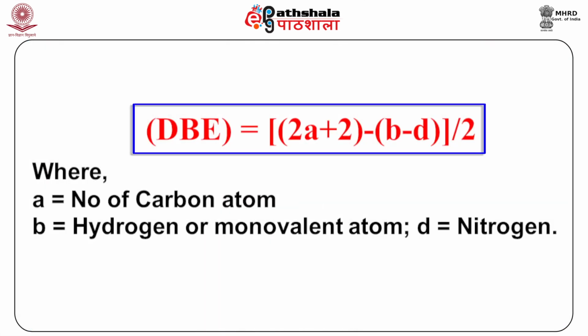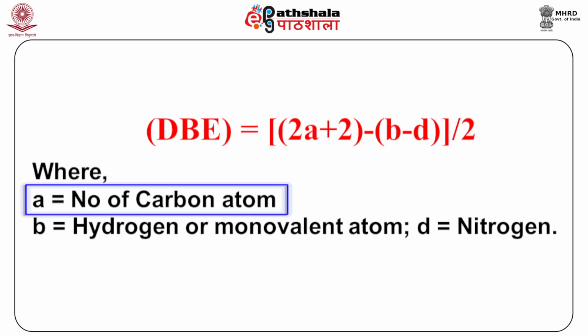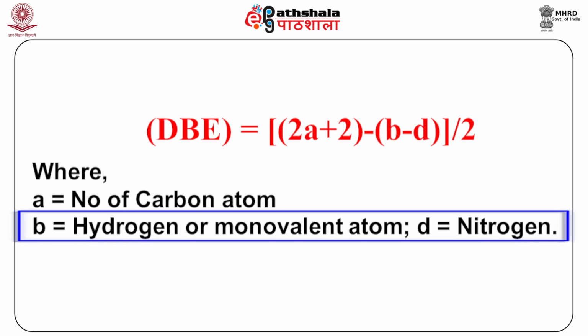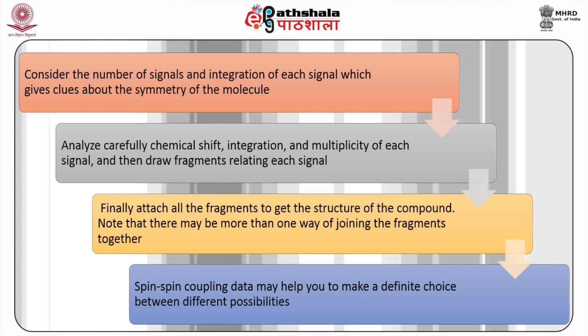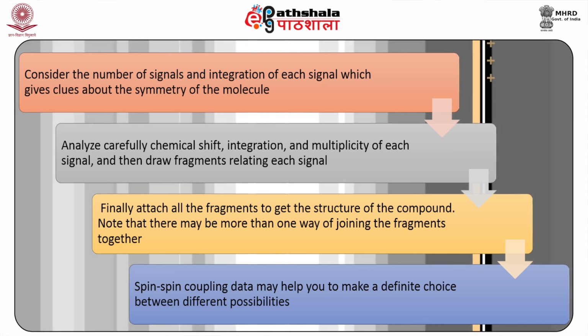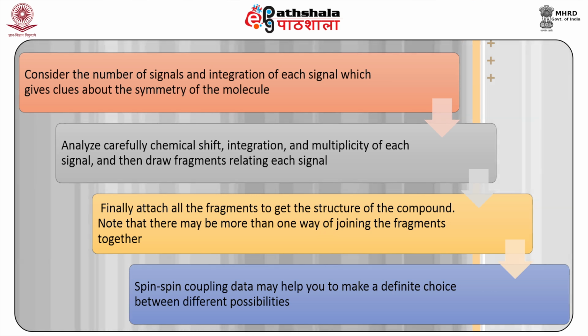Now the formula for DBE is equal to [(2a + 2) minus (b minus d)] divided by 2, where a is equal to number of carbon atoms, b is equal to hydrogen or monovalent atoms, d is equal to nitrogen atoms. Now the second rule is to consider the number of signals and integration of each signal, which gives important clues about the symmetry of the molecule.